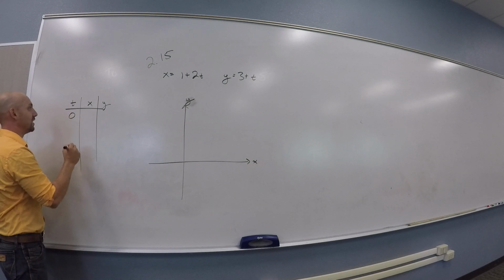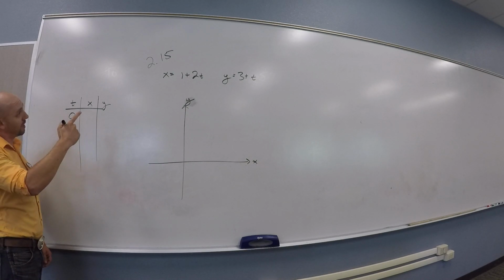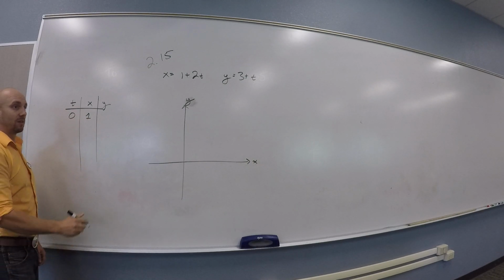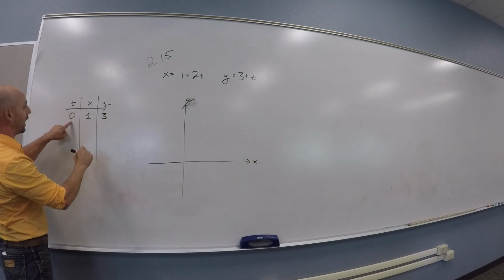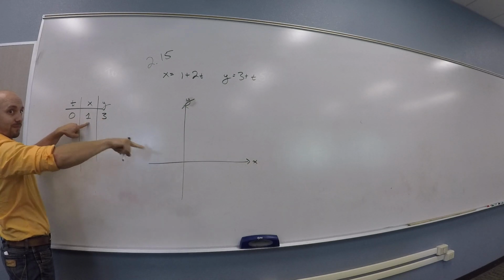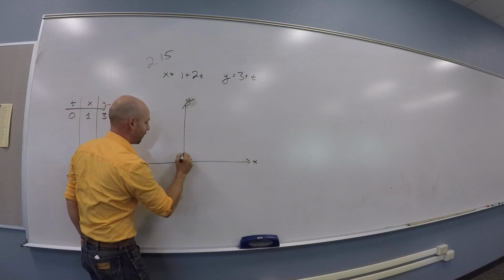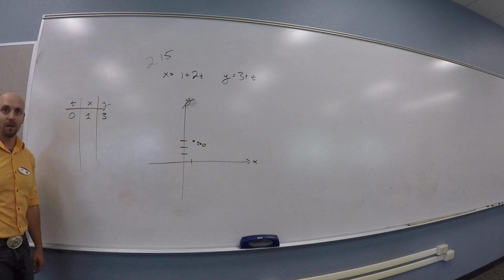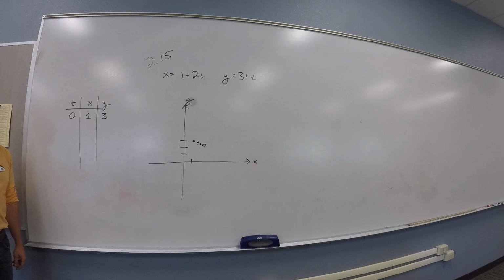Fill her in. If t is 0, then x is 1, and y is 3. Okay, so at time 0, we're at the point 1, 3. How do you plot 1, 3? So over 1, up 3, dot, label t is 0. Okay? Then what? Do it again. Put 1 in there. Yeah, pick your next favorite number.